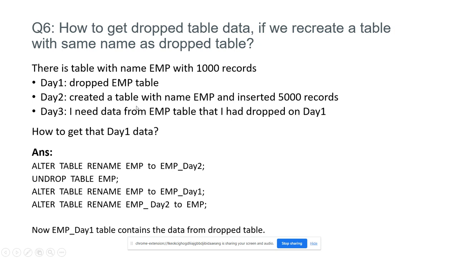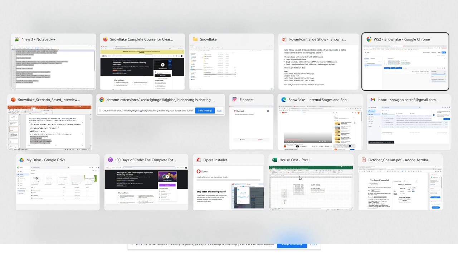Now I want both sets of data. Whatever I dropped from the employee table on day one, I want this 1000 records as well as these 5000 records. So how can you get that? These are the things we have to do. I will explain this with an example. First, we have to rename the employee table that exists on day two. The table that is there currently, we have to rename into some other name. Let me show it with an example, otherwise you will understand it easily.